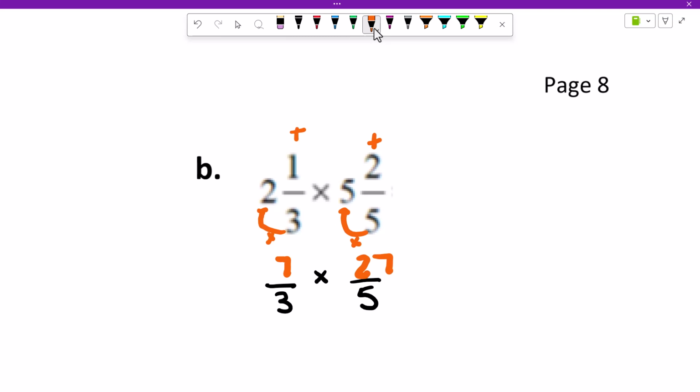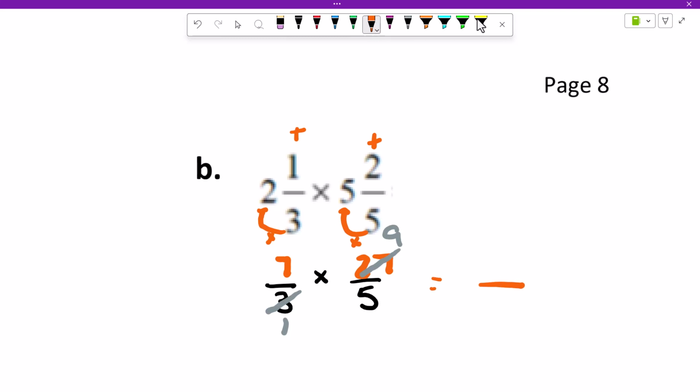Okay. So now, compare top numbers to bottom numbers. Can it be made smaller in any direction? Gage, 3 and 27. Yes. It can be both divided by the number 3. So cross off as a pair. 3 divided by 3 is 1. And 27 divided by 3 is 9. Okay. That's as small as we can get it.